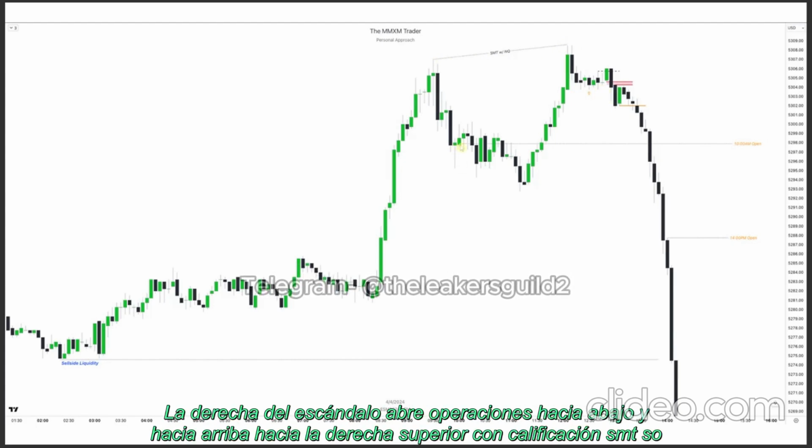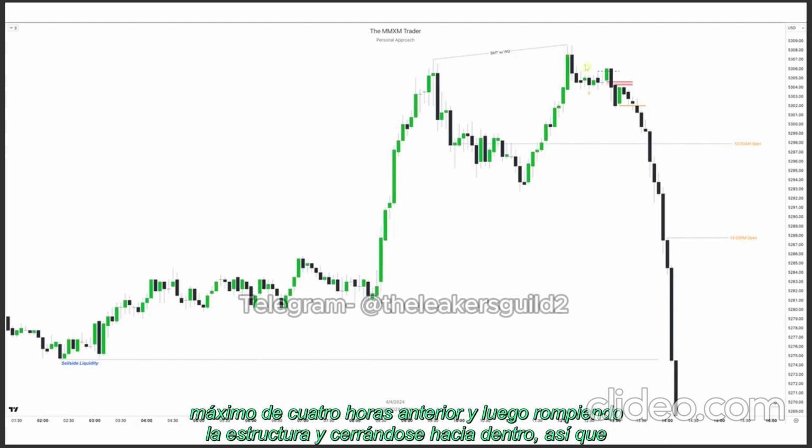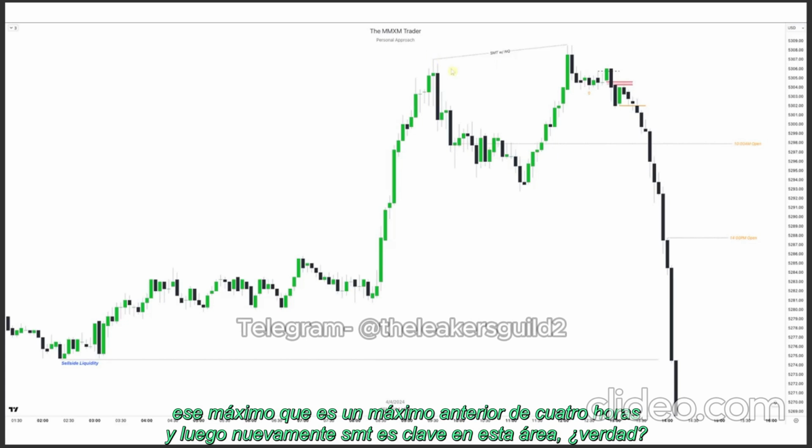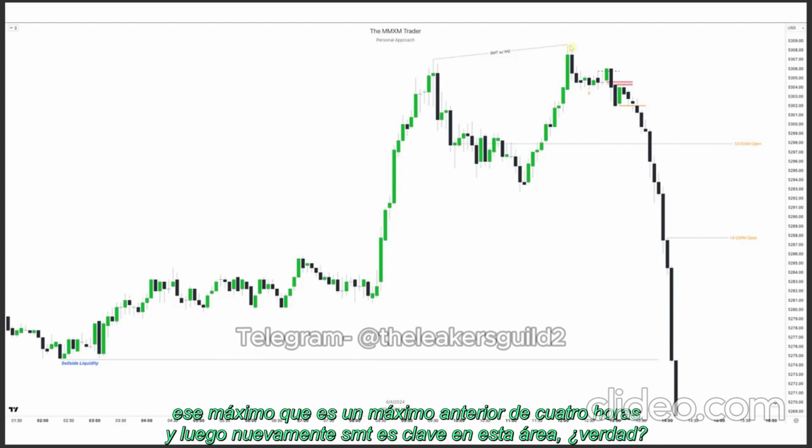So 10 a.m. candle, right? Opens up, trades down lower and up into that high, right? With SMT. So raiding previous 4-hour high and then breaking down structure and closing inside, right? So you can see that 10 a.m. candle opening up, right? So it trades lower first, then takes out that high, which is a previous 4-hour high. And then again, SMT is key in this area, right?